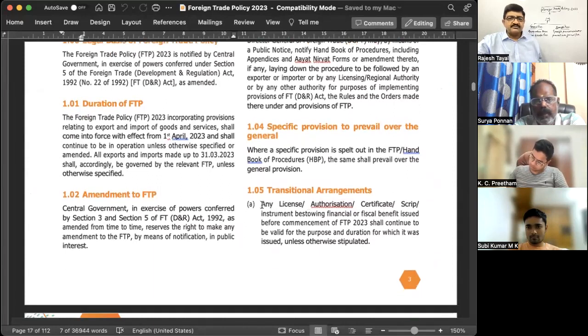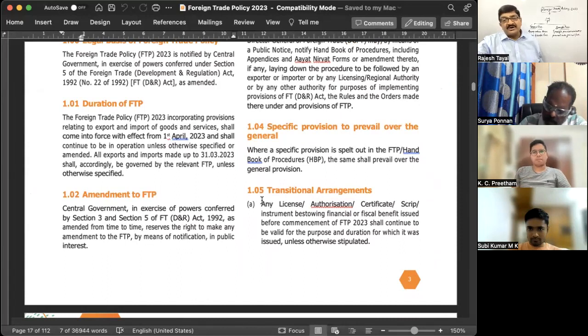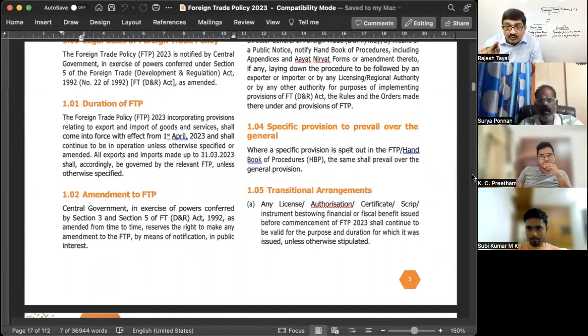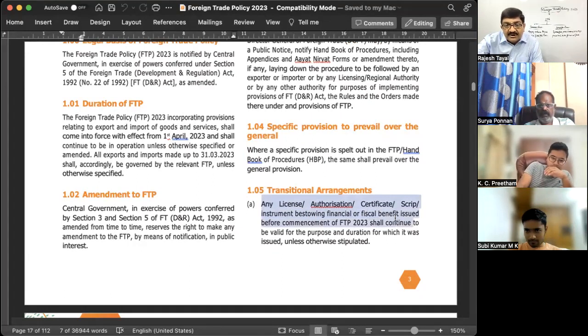Okay. Then point number 5, they talk about the transitional arrangements. As of now, this is relevant. Otherwise, we omit this point, transition provision. But today it is relevant because as of now it is applicable. And those who are preparing for interview, please keep this in mind. This is a very important point. Any license, authorization, certificate, scrip, instrument bestowing financial benefits issued before the commencement of the FTP 23 shall continue to be valid for the purpose and duration for which it was issued unless otherwise stipulated.